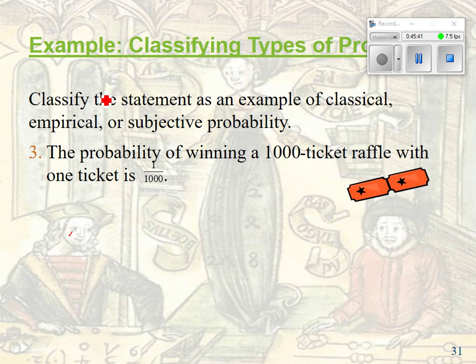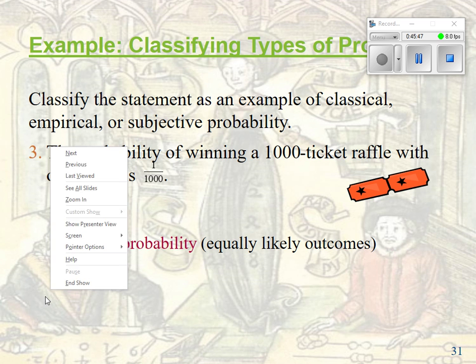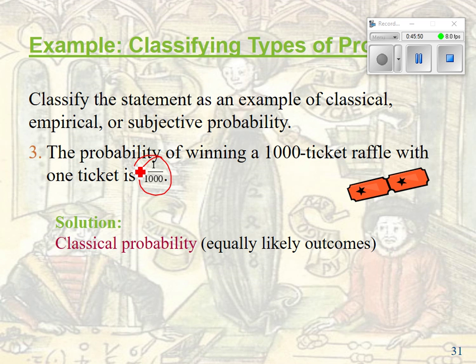The probability of winning a, this one's what? Classical. Classical. Because we actually just figured 1 out of 1,000.